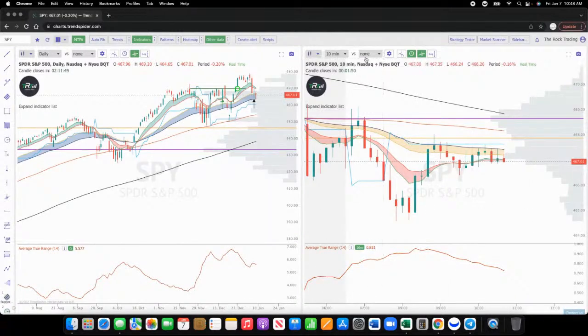So we can see on the 10-minute chart, there's consolidation. There's no question about that. You can just look at the candles, it's trading within a range, it's consolidating. The market's trying to decide what to do. The ATR is going down. Therefore, you might see a bigger move towards the end of the day.